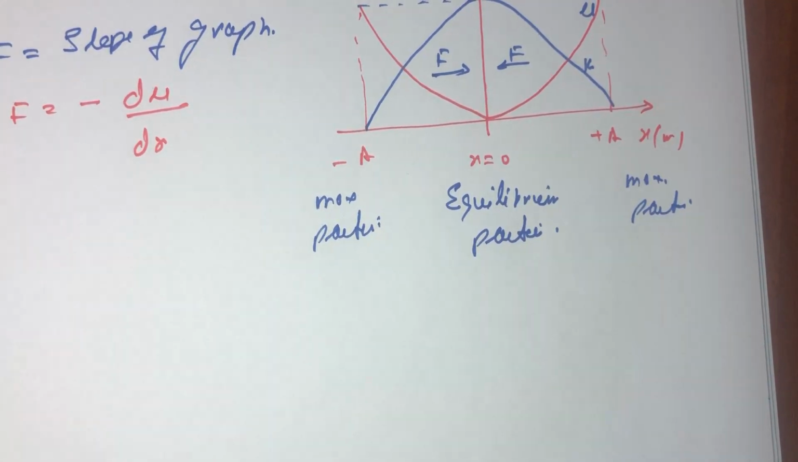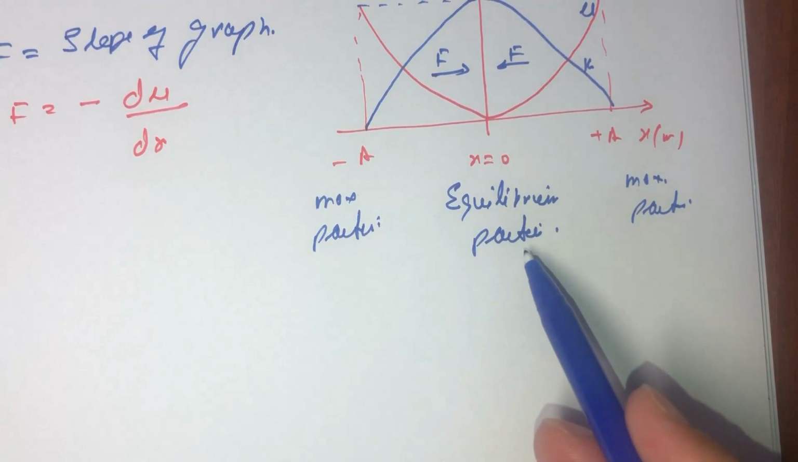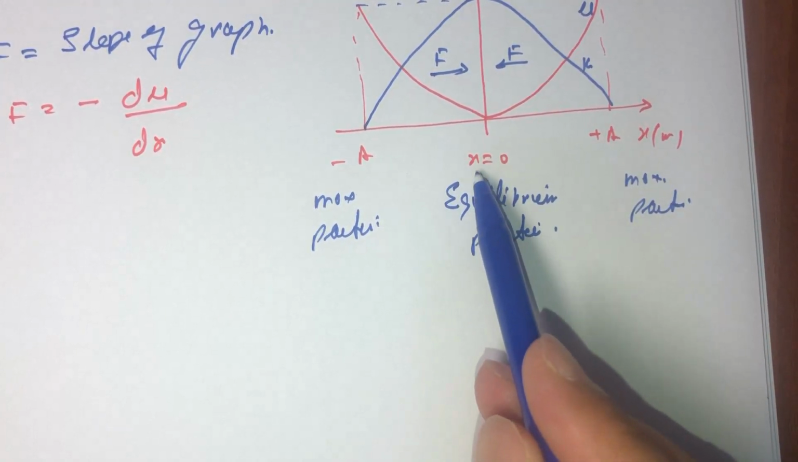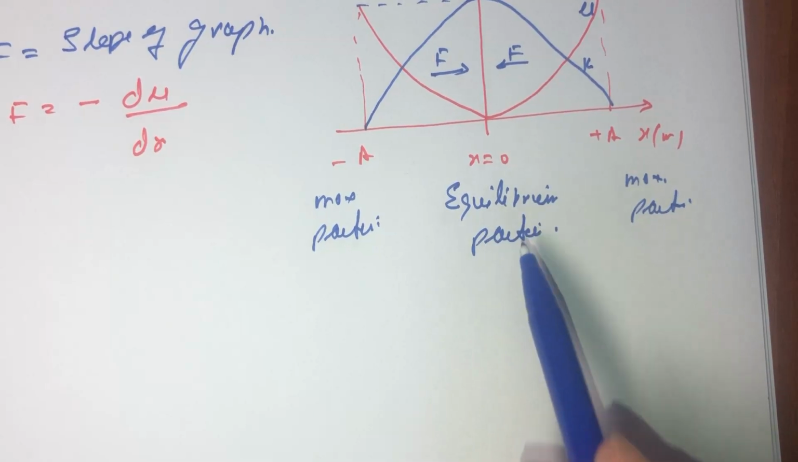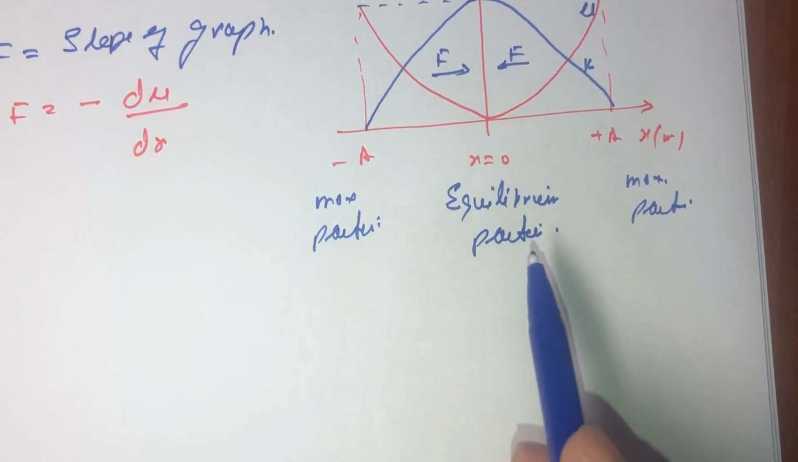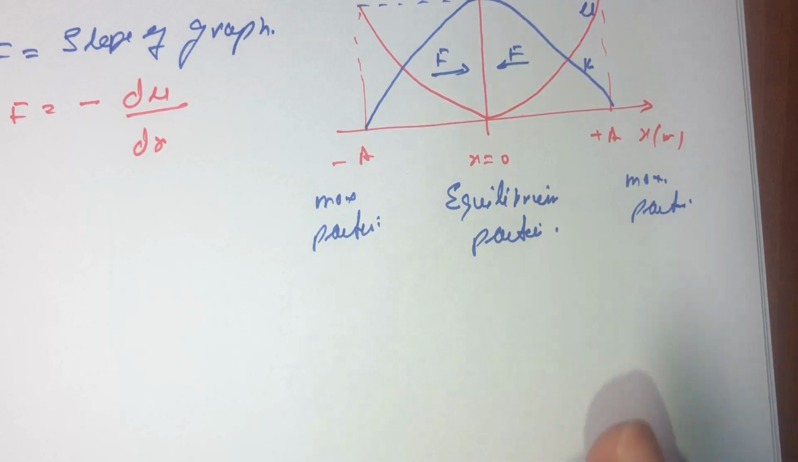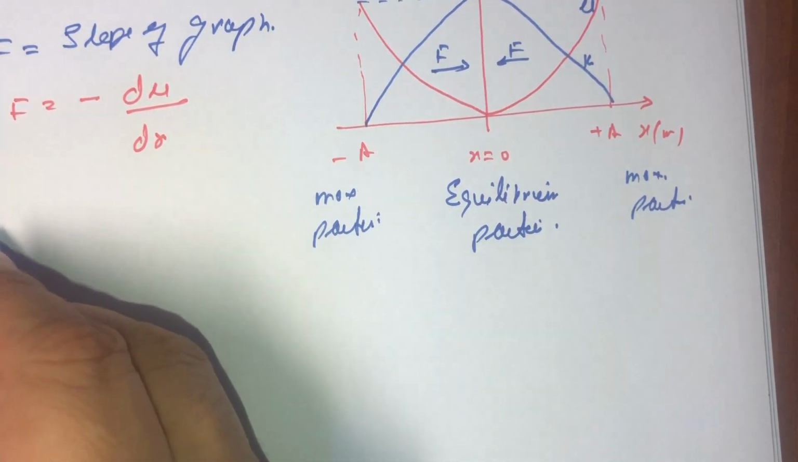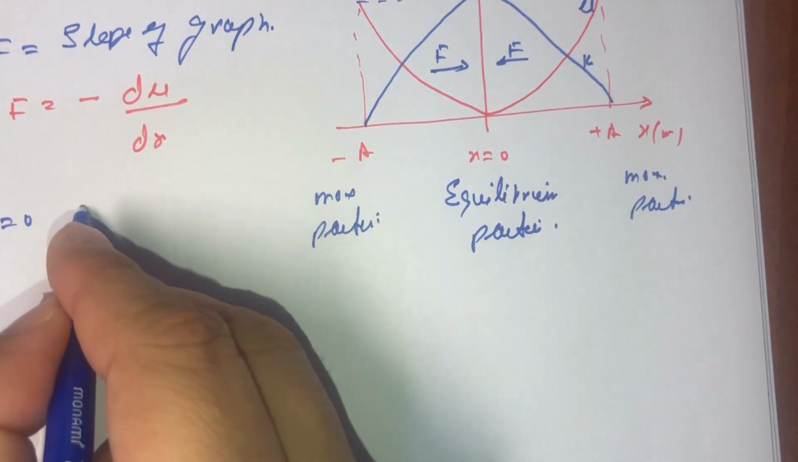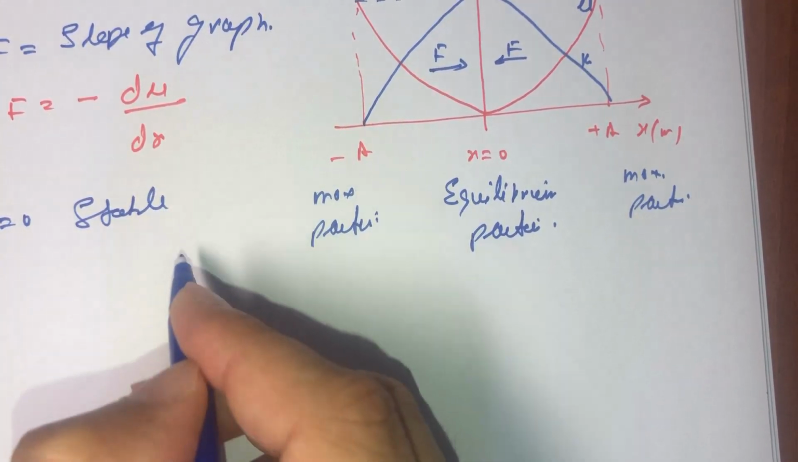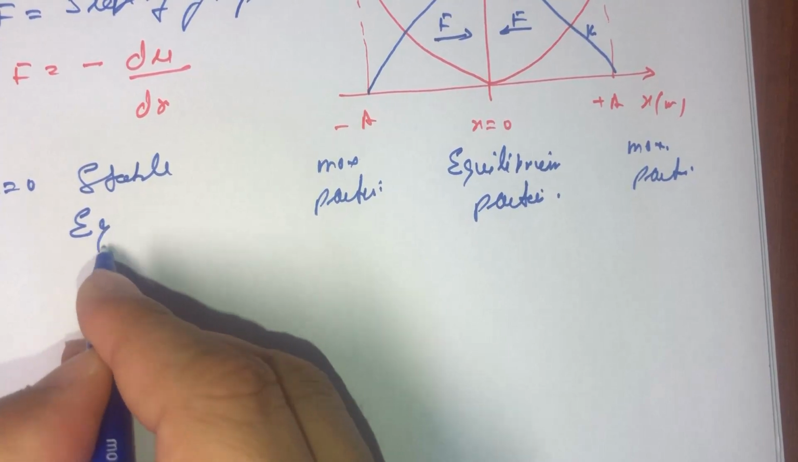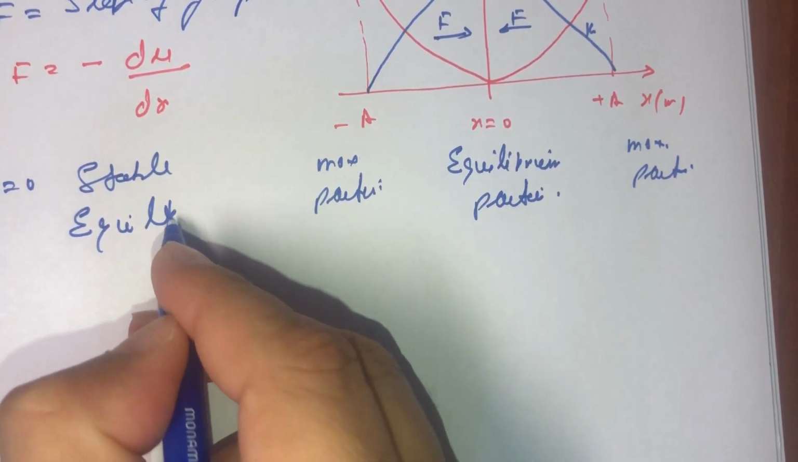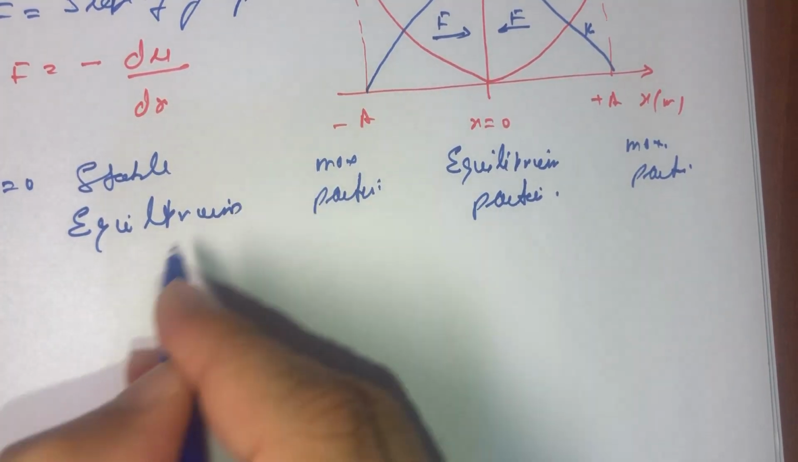And here x naught is also called the equilibrium position. Or we can say, sorry, x equal to 0 is called the equilibrium position, or it is also called the stable equilibrium position. So we can write that x is equal to 0 is called the stable equilibrium position.